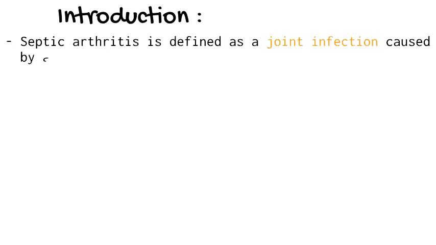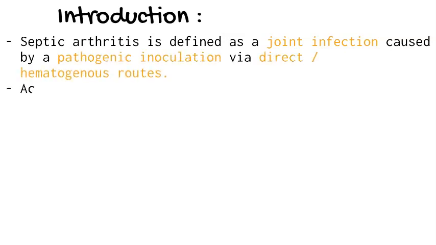As an introduction, septic arthritis is defined as a joint infection caused by a pathogenic inoculation via direct or hematogenous routes.